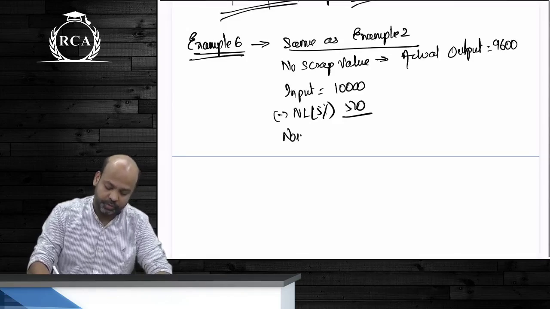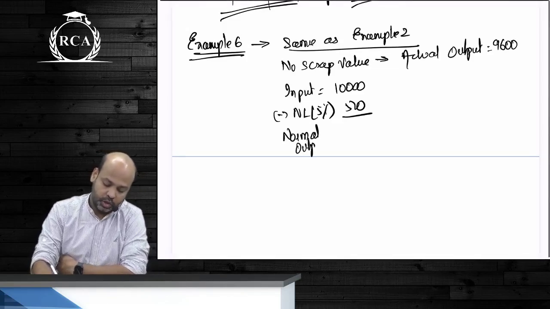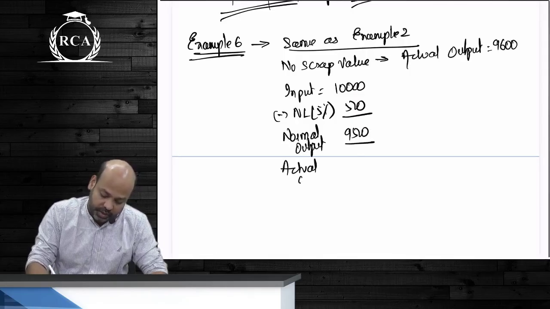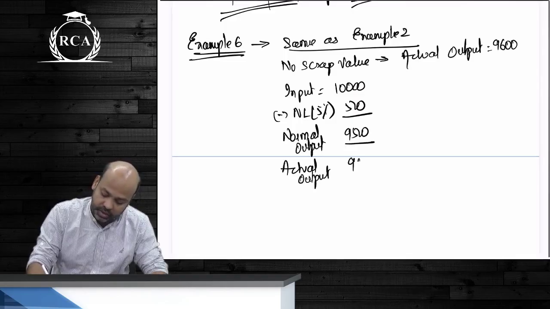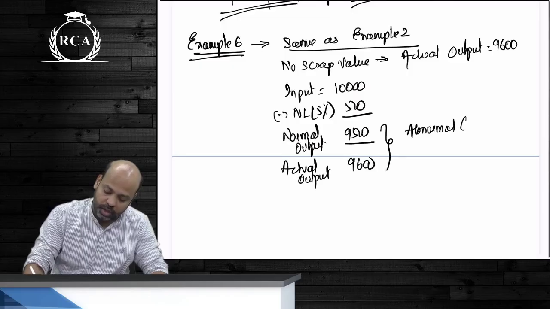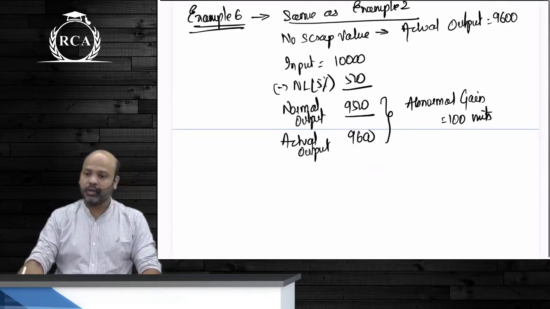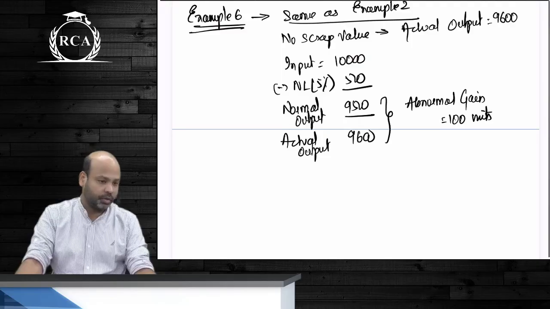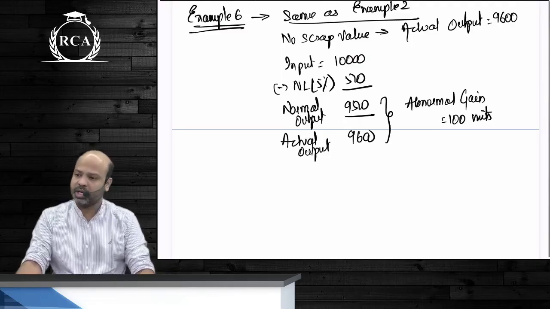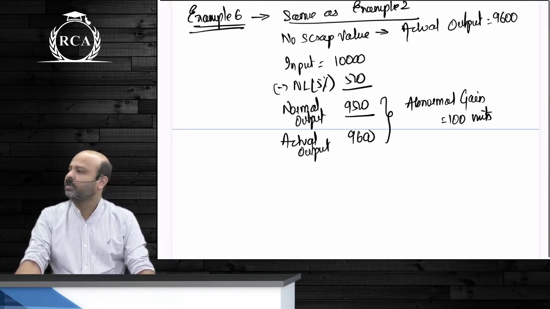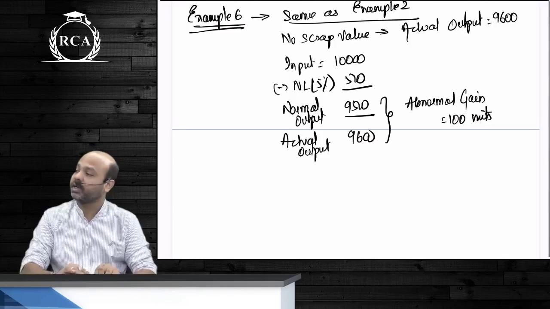So your normal output is supposed to be how many units? Normal output is supposed to be 9,500 units. Your actual output will be 9,600 units. Yes or no, guys? The difference of the two will be an abnormal gain of how many units? Of 100 units. Same as example 2, now you have an abnormal gain of 100 units. Now tell me, how is it going to affect your valuation of inventories? Will you divide by 9,500 or will you divide by 9,600?